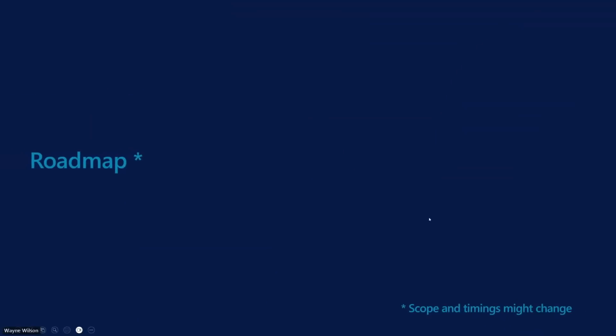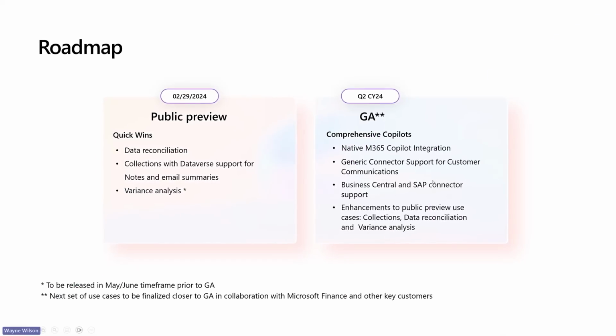So after that, let's go into the roadmap and talk a bit further. So just to give you some insight as to where we are and where we're heading with Copilot Finance, as you saw, we just finished reviewing the variance analysis. And again, that was a prototype of what we're looking to release for GA, for general availability.